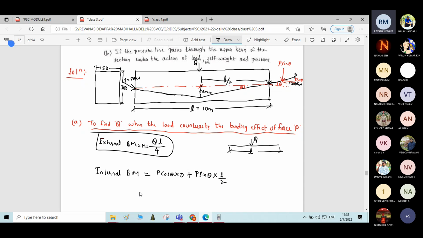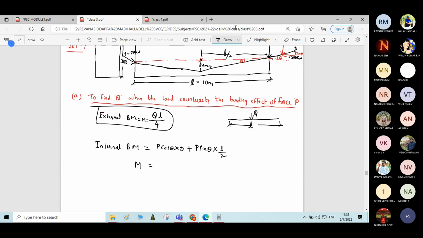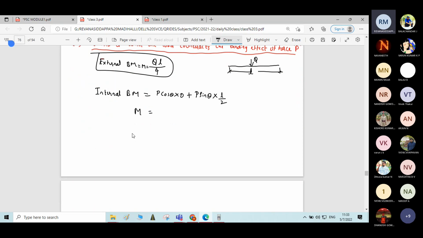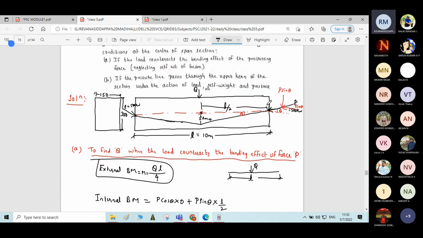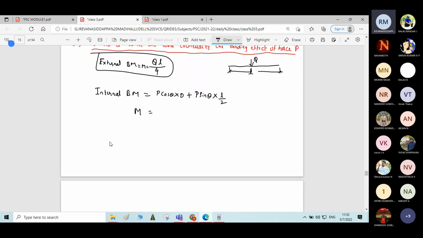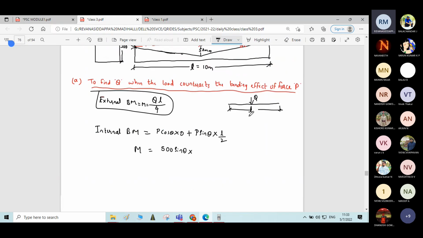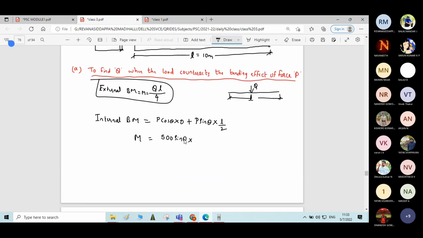Now M is equal to, first term is 0. P, the pre-stressing force, that value is known, 500 kilonewton. 500 sin theta into L, the length of the beam, which is given as 10 meter, 10 by 2. So 500 into 5, since 10 by 2 is 5. So you got the value as 2500 sin theta.